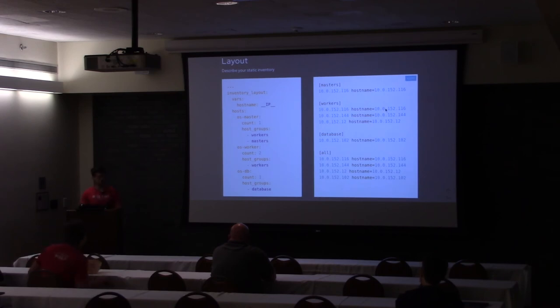It'll pop the first one off and say that's the master, so I need to assign it to the master's host group, pop the next two off and assign them to the workers host group, and finally pop the last one off and assign it to the database.